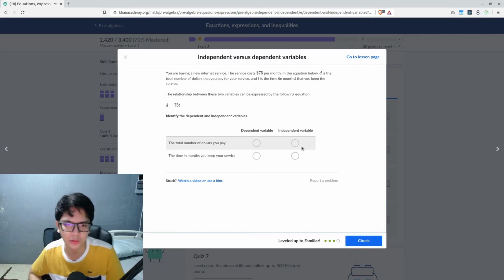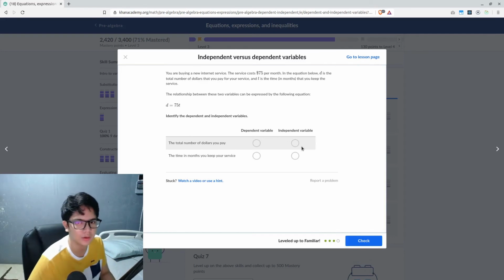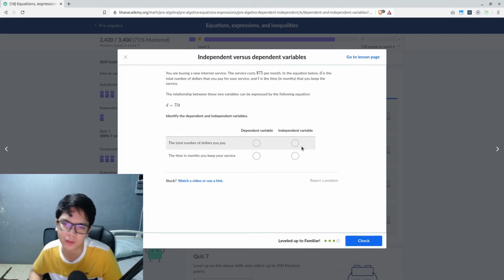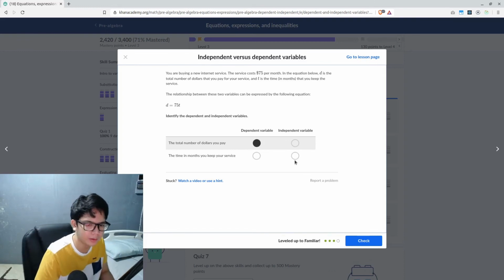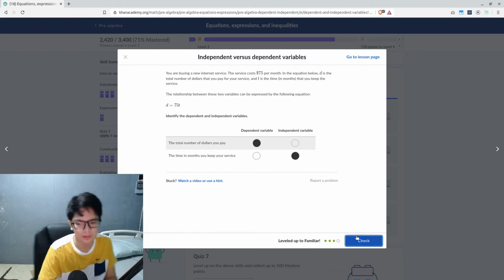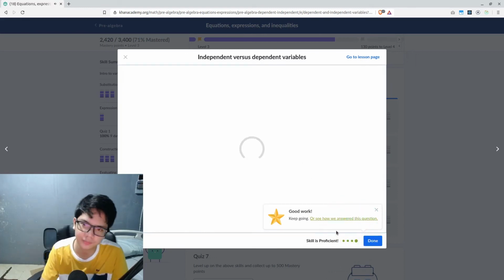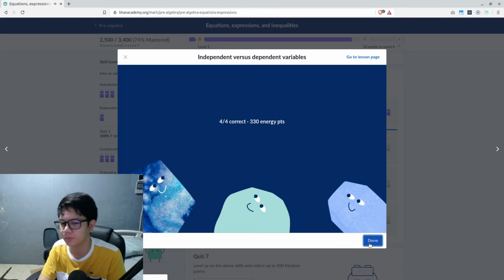You're buying a new internet service. The service is $100 per month. Wow, it's expensive, man. In the equation below, D is the total number of dollars you have paid. Okay, the dependent variable is the number of dollars you pay. Time in months is the independent variable. Okay, cool.